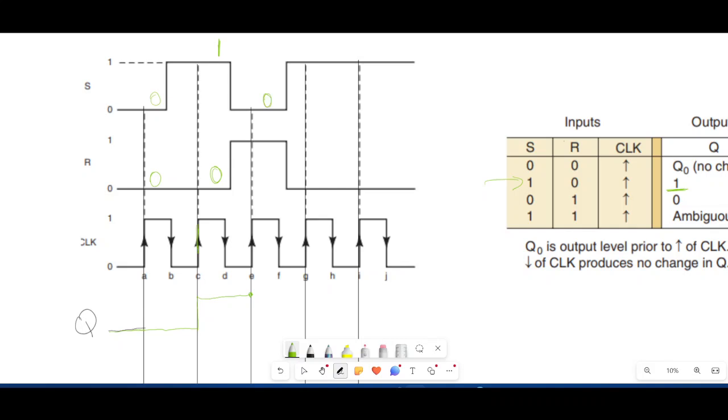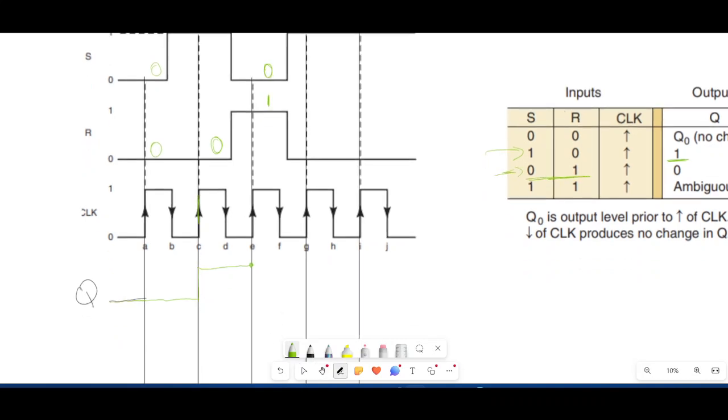Now next, immediately after this PGT, what do we have? S is 0, R is 1. Where do we have that? Here. So Q will be 0. So we're going to bring Q down to become 0 till it reaches the next PGT. Now, immediately after this PGT, what do we see? S is 1, R is 0. That's here. Q becomes 1 again. So we're going to toggle it up till we get to the next PGT.